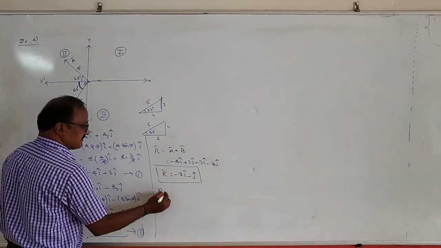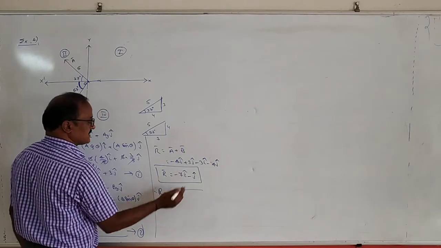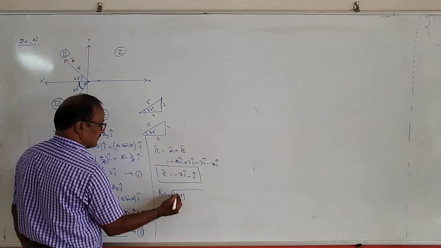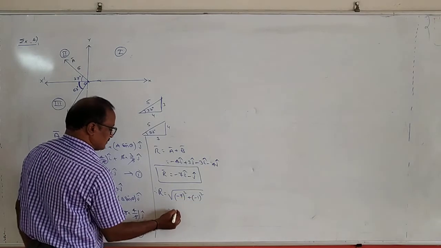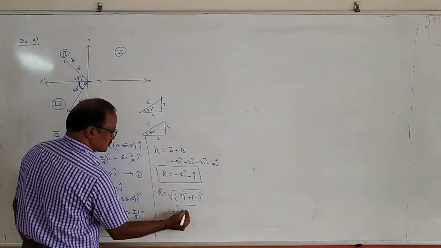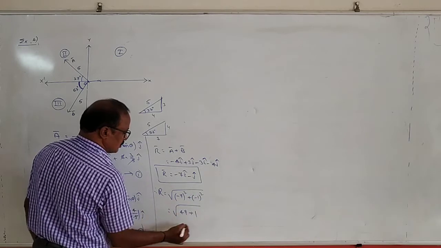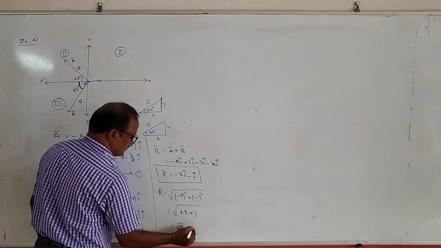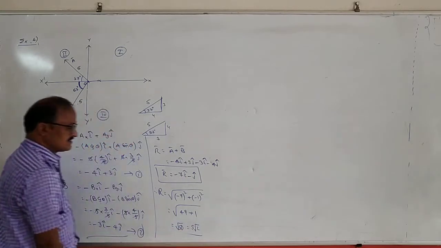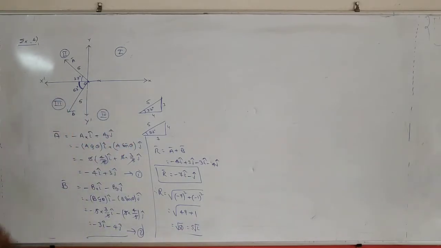Magnitude of the resultant is given by r is equal to root of x square plus y square. What is x here? Minus 7 whole square plus minus 1 whole square. That is root of 49 plus 1, which is root 50, or this is equal to 5 root 2. This is the magnitude of the resultant of these two vectors.